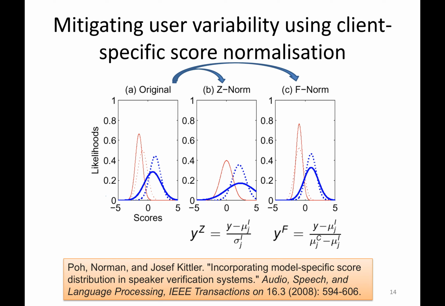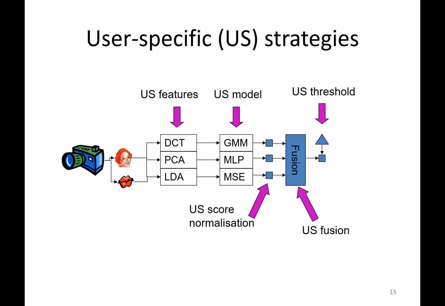The other approach is, of course, to project the distribution such that the mean of the impostor and the clients are common, and the means are exactly the same for everybody else. That's called F-norm. Rather than going into the details, I provide the references here if you want to know more about that. A lesson to learn here is that I can create user-specific score normalization, that's what we've done.